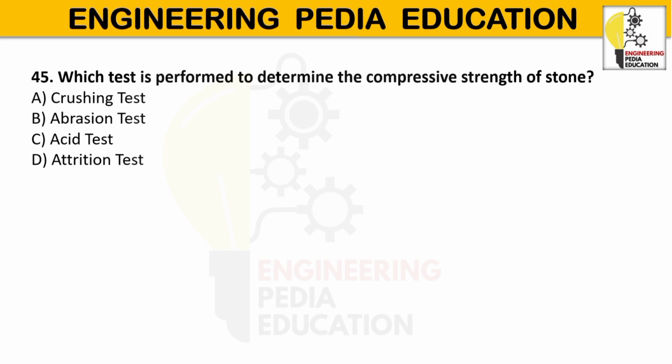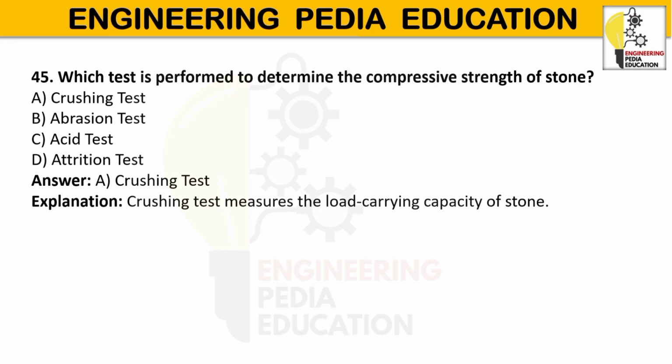Which test is performed to determine the compressive strength of a stone? Crushing, abrasion, acid test, attrition test. So the correct answer is crushing test. The crushing test measures the load carrying capacity of a stone. Purpose is to determine the compressive strength of a stone.